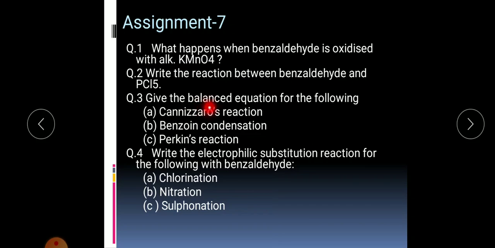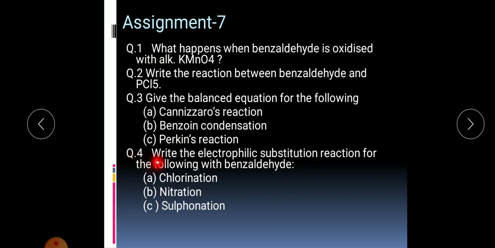Question number 3: give the balanced equation for the following: A. Cannizzaro reaction, B. Benzoin condensation, and C. Perkin's reaction. You need to give the balanced equation. If you can write down the definition as well, it's very good.